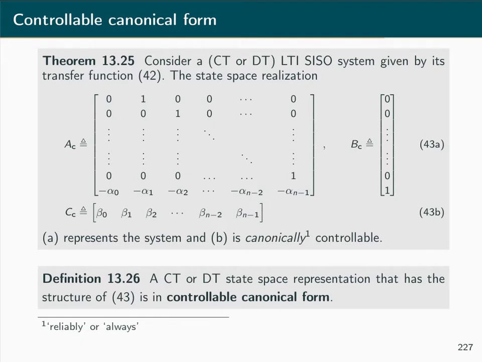As stated in definition 13.26, a state space representation in the form of equation 43 is said to be in controllable canonical form. And clearly, the term explains itself, as we have just shown that any state space representation in this form is canonically controllable.